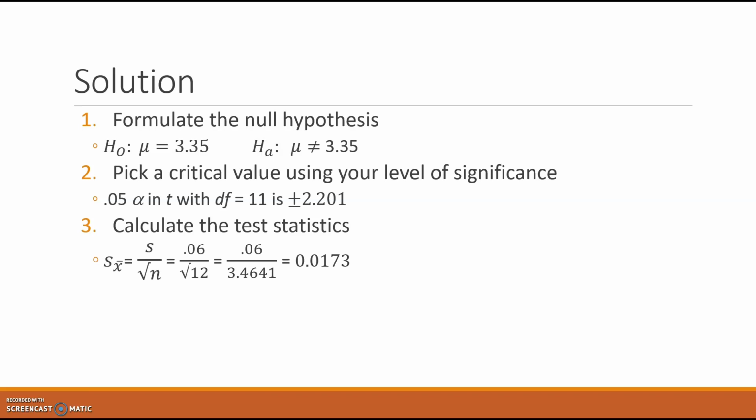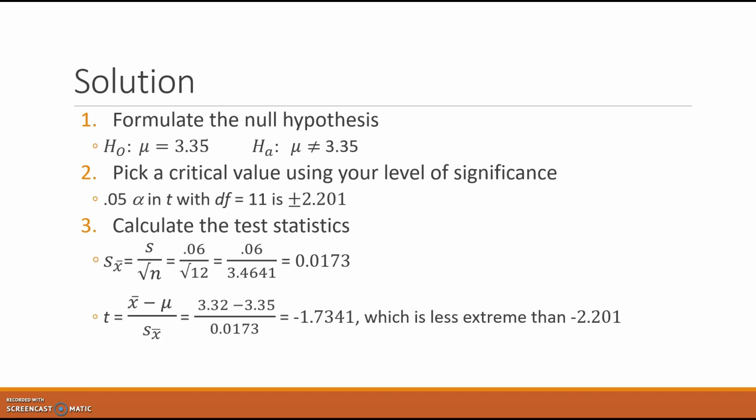Okay, plug in those numbers. So here we go. We know what S is. We know what the standard deviation of our sample is. It's 0.06. We know what N is. It's 12. Bingo, 0.0173. So plug those in with the population mean, with the sample mean, and we get a difference of minus 1.7341, which is less extreme than minus 2.201. Since it's less extreme, we're going to accept the null, or we fail to reject it.